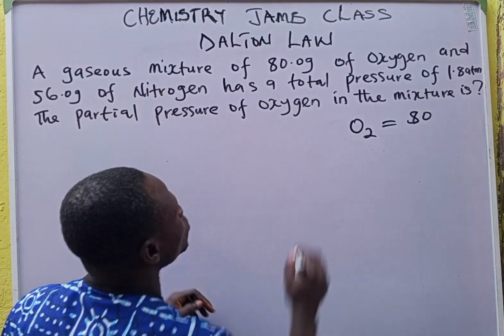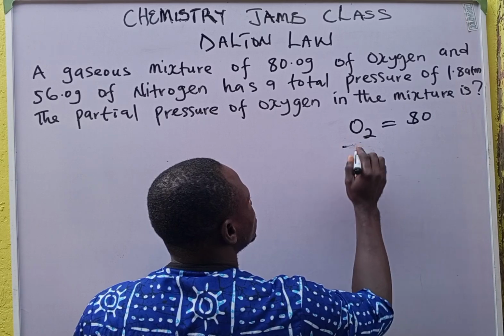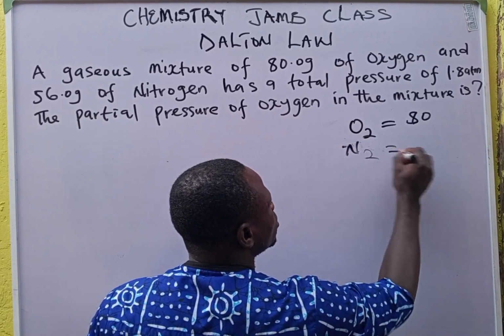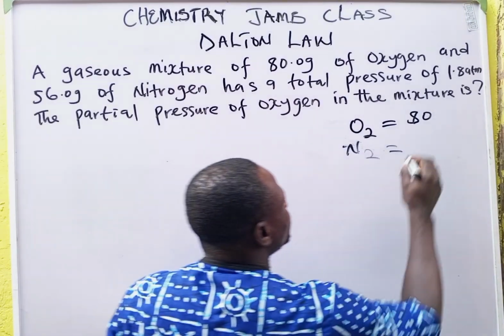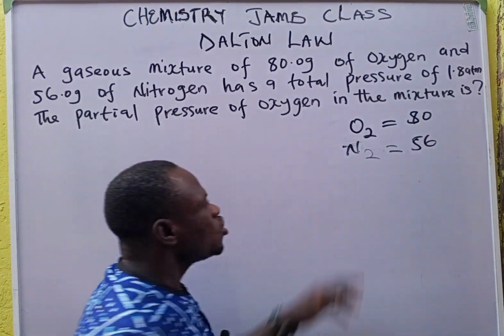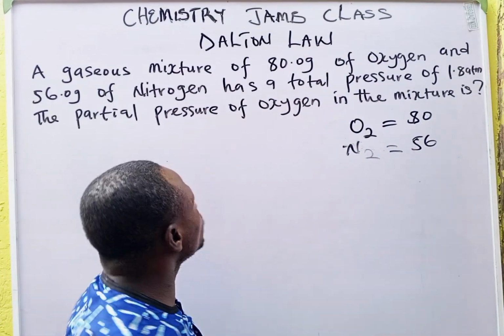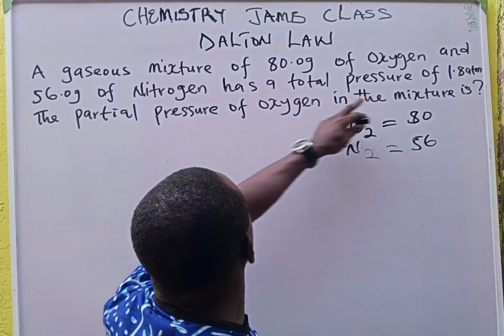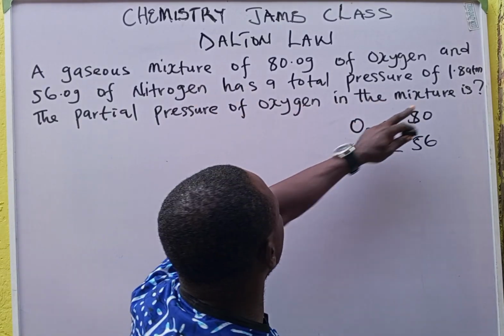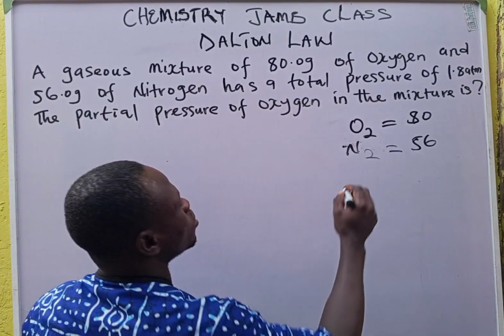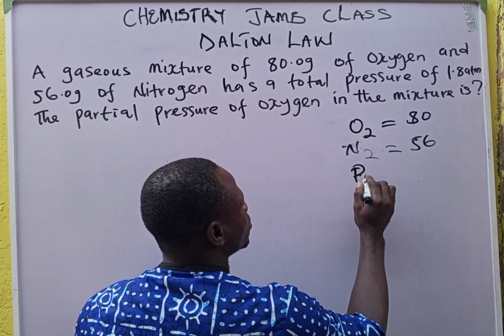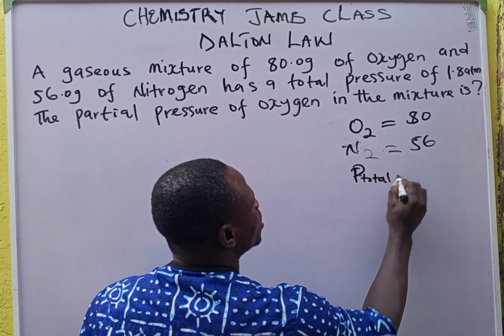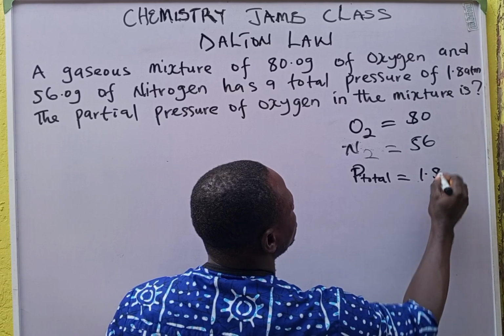We go again. This one is nitrogen. Nitrogen is a gas, which the mass is 56 grams. You need to convert this one into moles. And what are you asked? Find the partial pressure of oxygen, and the total pressure is equal to 1.8.